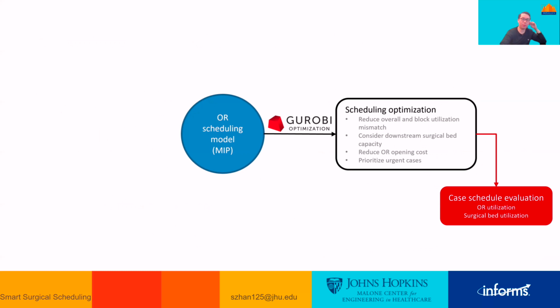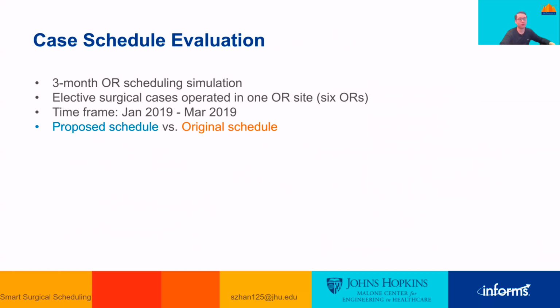As we discuss the optimization model formulation, the last module is to evaluate the output case schedule. We evaluate the output schedule through a 3-month OR scheduling simulation. We collect all the historical elective cases operated in one OR site with 6 ORs from January 2019 to March 2019. Then we run the proposed SSST on this case set and output a new schedule in the same period.